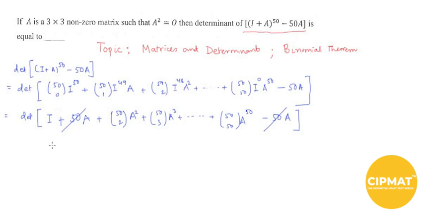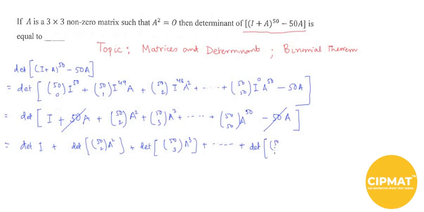Now when these two get cancelled, what we have is determinant of I plus determinant of this matrix, that is 50 choose 2 A square. Then we will have the determinant of this matrix, that is 50 choose 3 A cube, and so on, till the last term, that is determinant of 50 choose 50 A to the power 50.